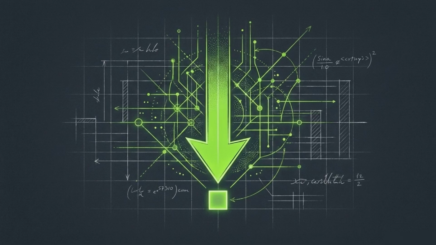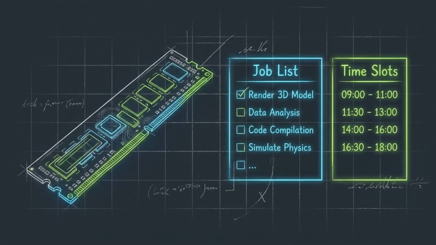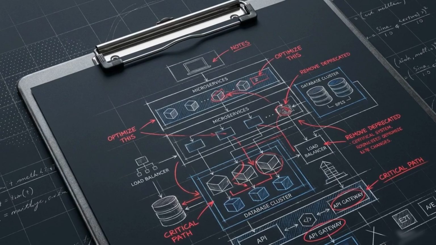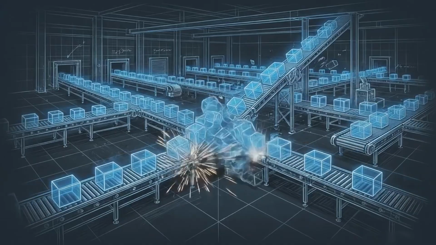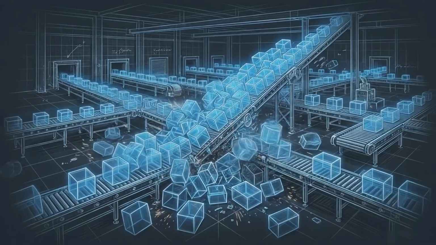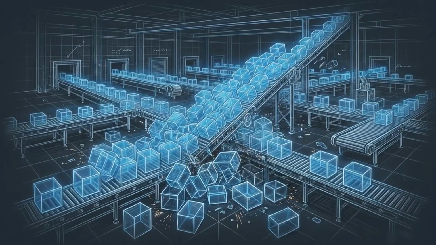For space complexity, the algorithm requires memory to store the job list and the time slot array. Since these scale linearly with the input data, the space complexity is O of n. This analysis highlights a critical engineering reality. Even a logically correct algorithm can become impractical if its time complexity prevents it from scaling to meet real-world demands.